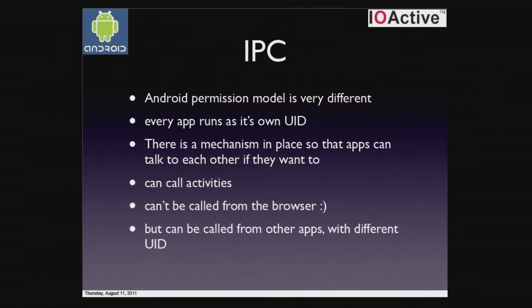On Android, things are slightly different. There's a way to do IPC, but the permission model on Android is very different. Since Android is basically a modified Linux, every app runs as its own UID. And there's a mechanism in place so that apps can talk to each other. This is called activities, and you have to program them into your app. This is only local. The browser can't touch it, but apps can still talk to each other. And because they've got different UIDs, there's a distinct privilege separation between both apps.